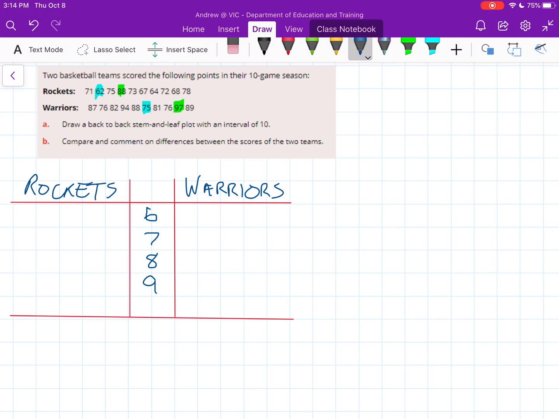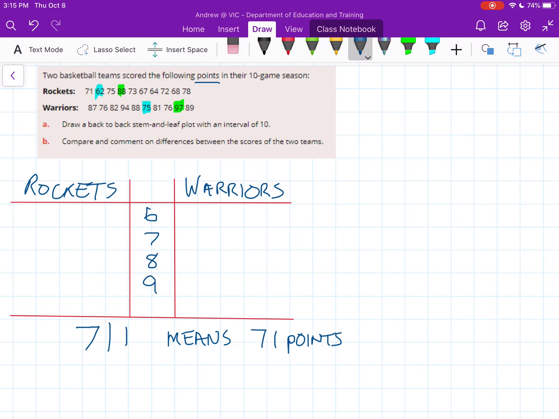I'm just going to put up a key here. So if I had a number on there, say 71, we have 7 | 1. This means 71 points, because in our question it says scored the following points in their 10-game season. So we've set up our key. Now it's just about going through each set of data and writing them in order.